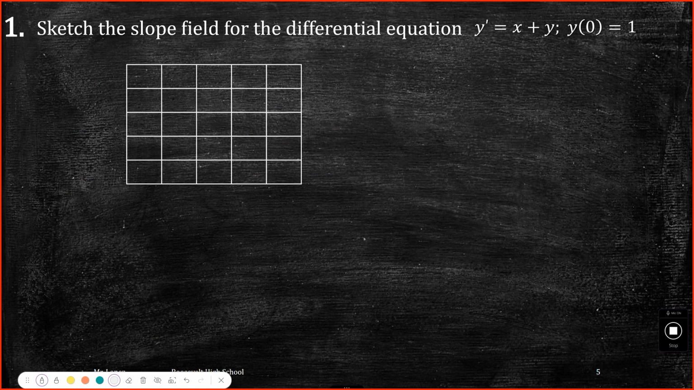Okay, now let's go to number 1. This is the kind of problem that will probably be on the AP test. Let's copy this one down. Sketch the slope field for the differential equation there, and find the particular solution that goes through (0, 1).